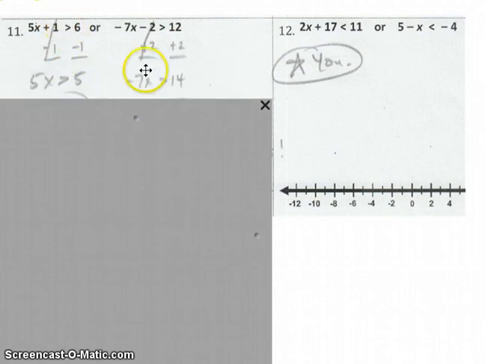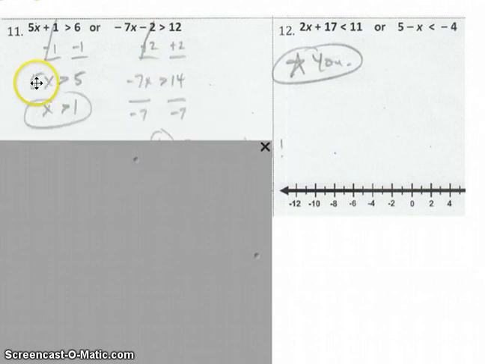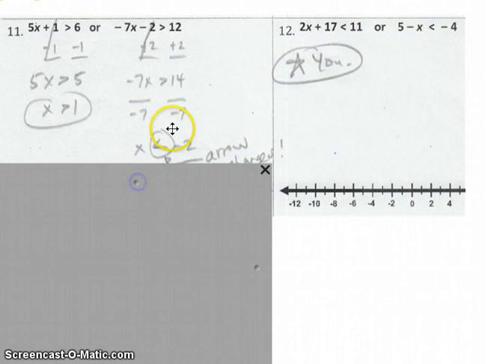Didn't change the arrow direction. On the right, I'm left with negative 7x, and 12 plus 2 becomes 14. Now I'm going to divide by 5 on the left and by negative 7 on the right. Dividing by 5, I'm left with x, and 5 divided by 5 is 1. Didn't change the arrow. But on the right, I divided by -7, and that will change the arrow. The left will be x, but the arrow changes direction, and 14 divided by -7 is -2. So now x is less than -2.